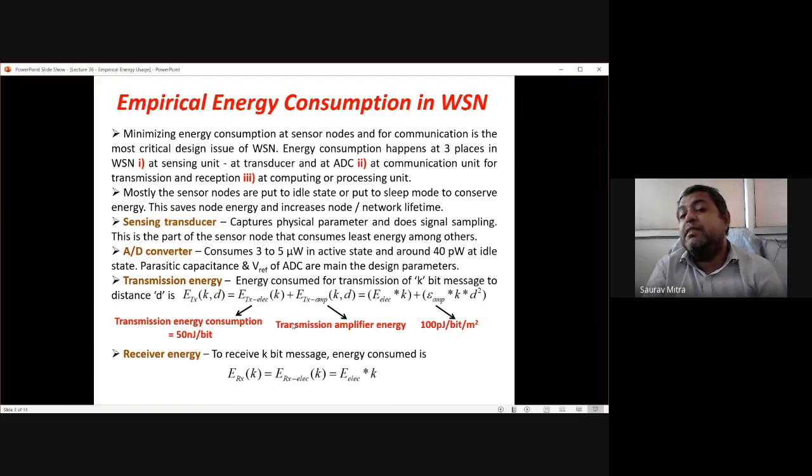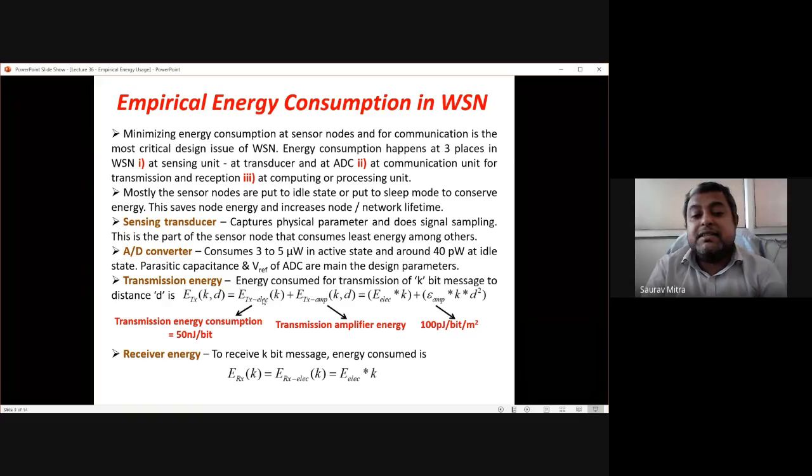Whatever amplifier is inside the sensor node, that amplifier is actually using some amount of power. Again, the same thing: this is the transmission amplifier energy for k bits over d distance. It is given by E_TX-amp. TX stands for transmission, AMP stands for amplifier. Now the formula is given here.